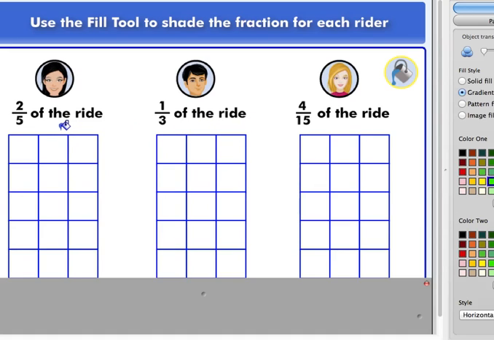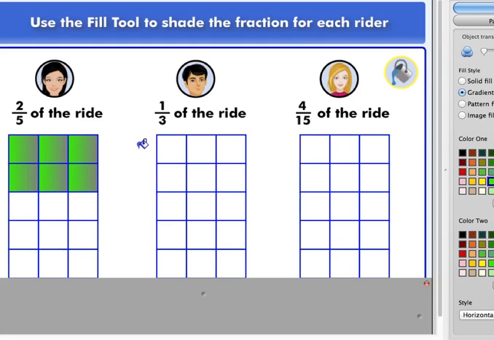So if we shade in 2/5, that means we're going to shade in 2 out of every 5 boxes. 1, 2, 3, 4, 5. We shaded in 2 out of every 5 boxes.